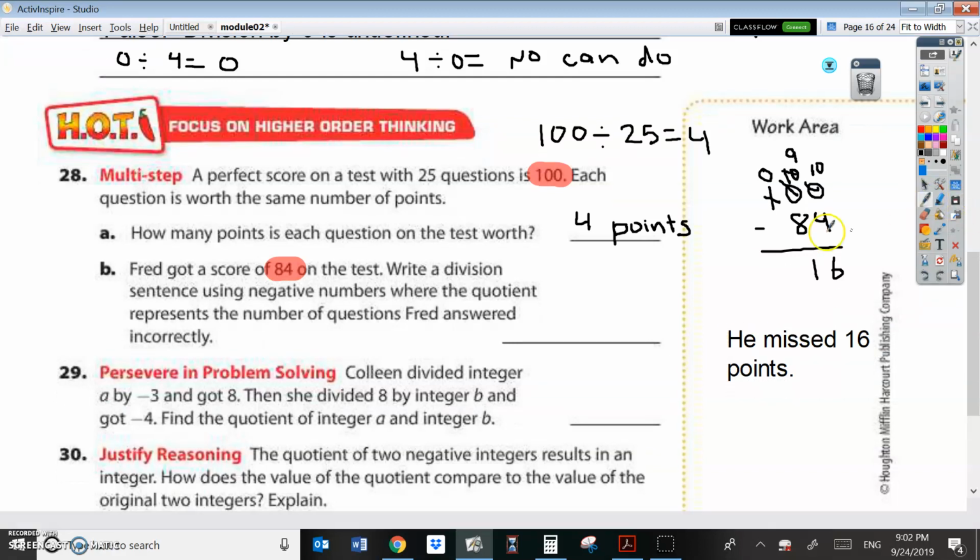Now make a division problem out of that. Write a division sentence using negative numbers where the quotient represents the number of questions Fred answered incorrectly. So we know he lost 16 points, and we know that each question was worth 4 points. So he lost 4 points for 4 questions.